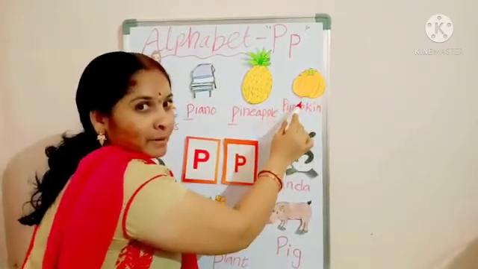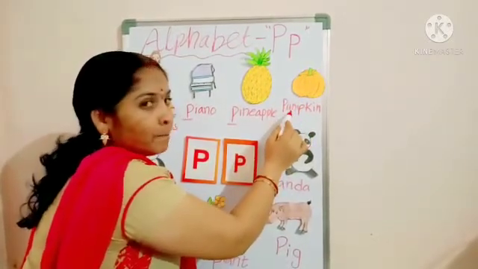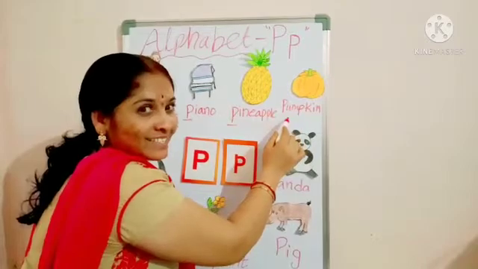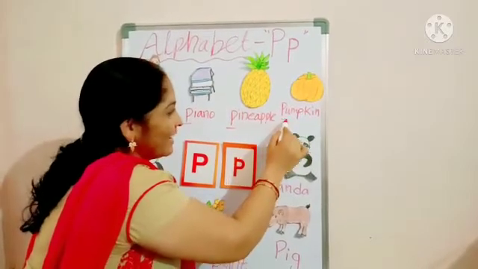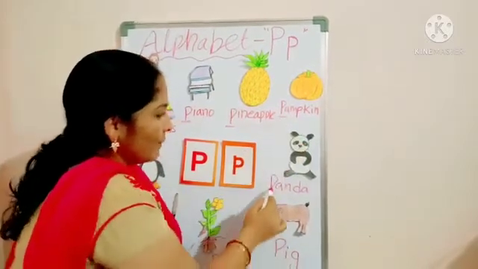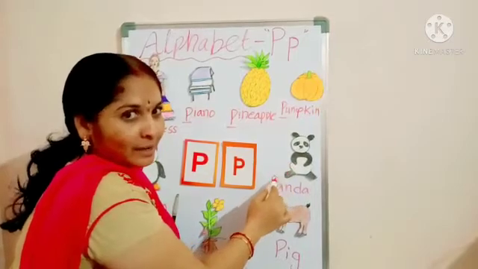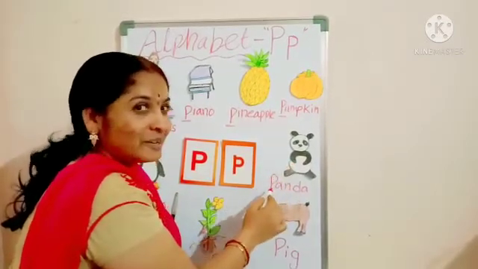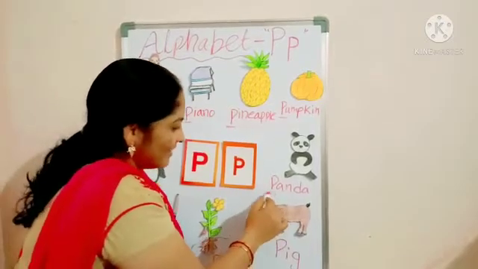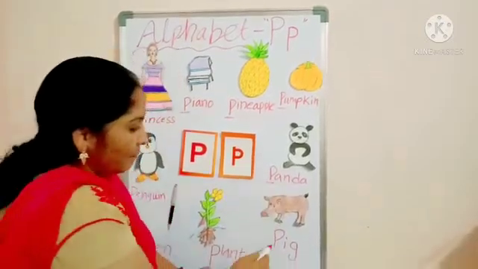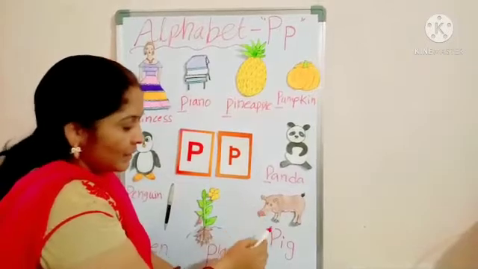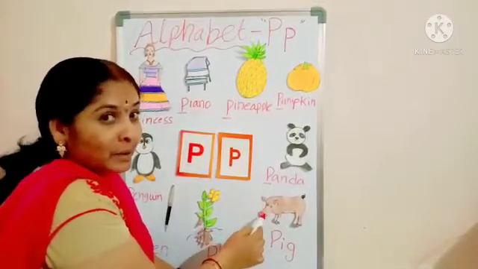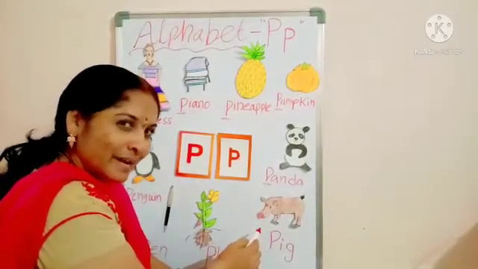P for pumpkin. Pumpkin first letter P. P for panda. Panda first letter P. P for pig. Pig first letter P.